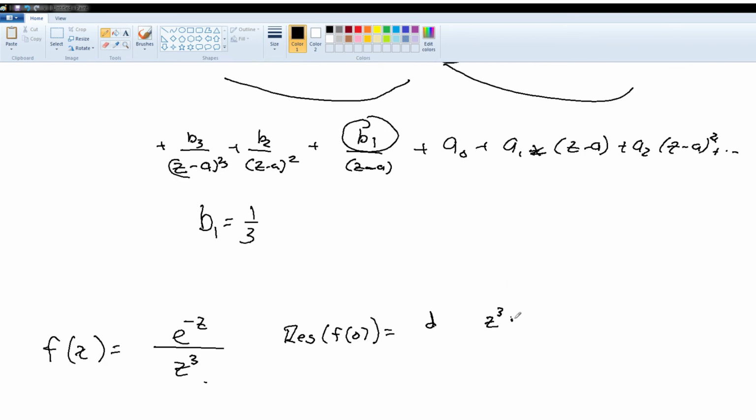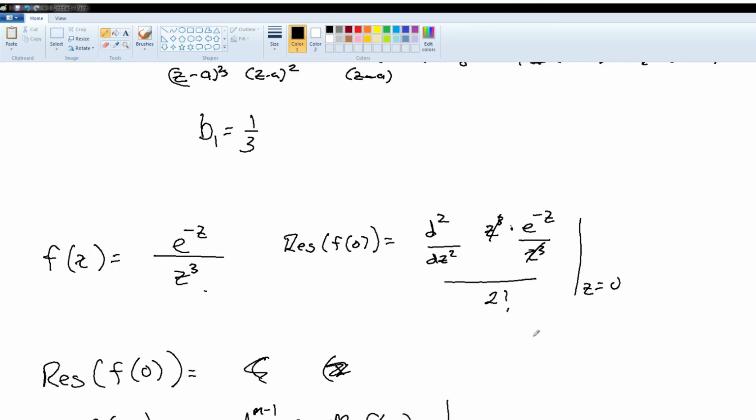Our function is e to the minus z divided by z cubed. Then we'll differentiate this twice with respect to z, divide the result by 2 factorial, and evaluate at z equals 0. That's pretty simple. We just differentiated e to the minus z twice. So once, twice, you get this. Divide by 2 factorial at z equals 0. It gives me 1/2. Whoa, 1/2?